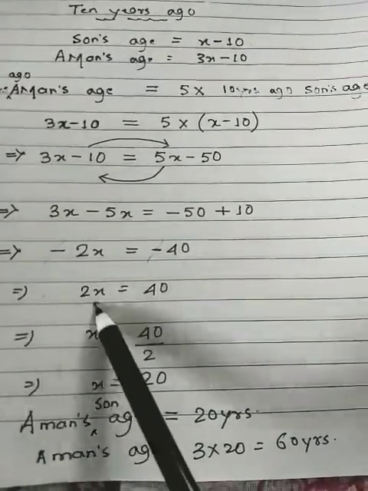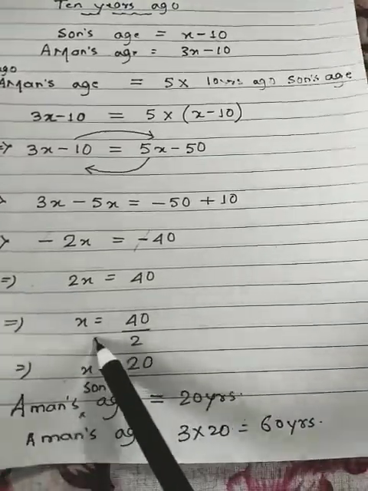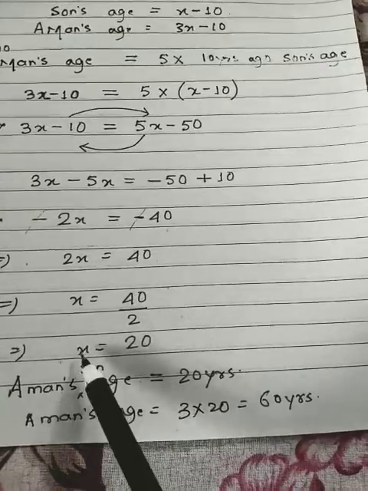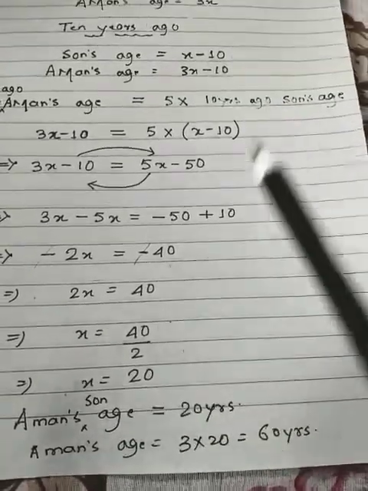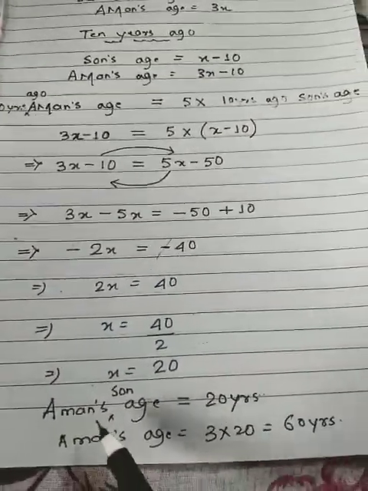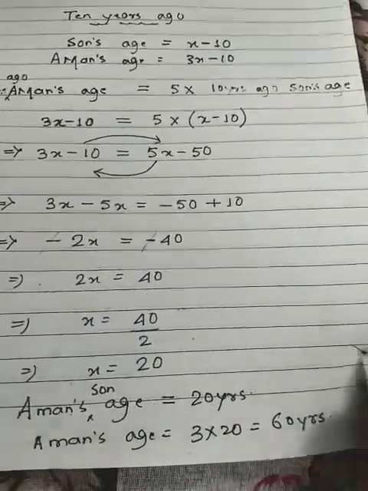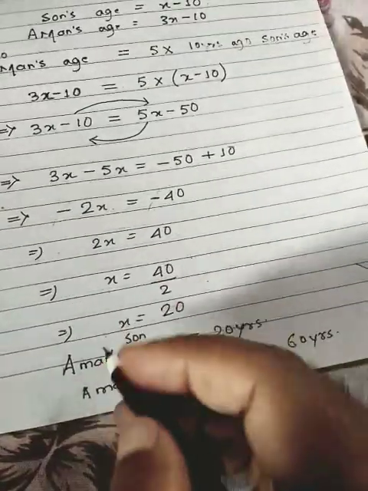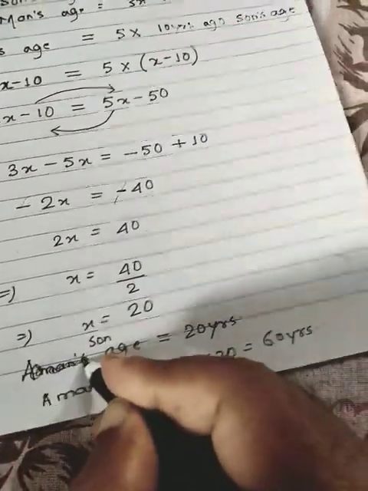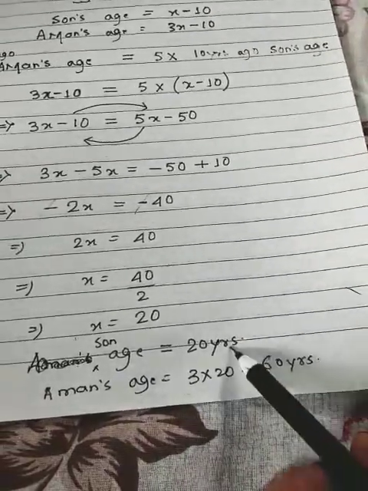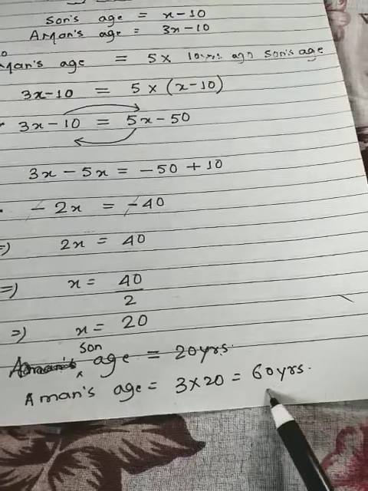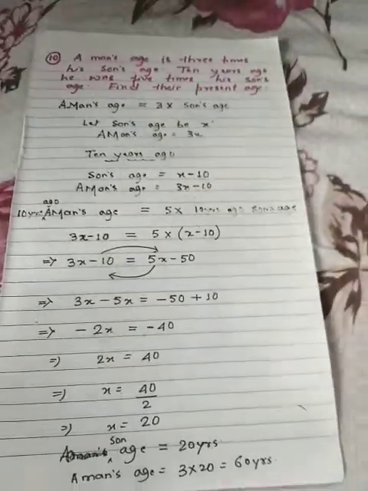Now you have to transpose 2 to the right hand side. So it will look like x equals 40 by 2. So finally we are getting the value of x as 20. Now what was x? Yes, it is the son's age. So we'll write that the son's age is, sorry, it is the son's age, not the man's age. So the son's age equals 20 years. And what was the man's age? 3x. Obviously, 3 into 20, that is 60 years. Okay, I guess it is very simple.